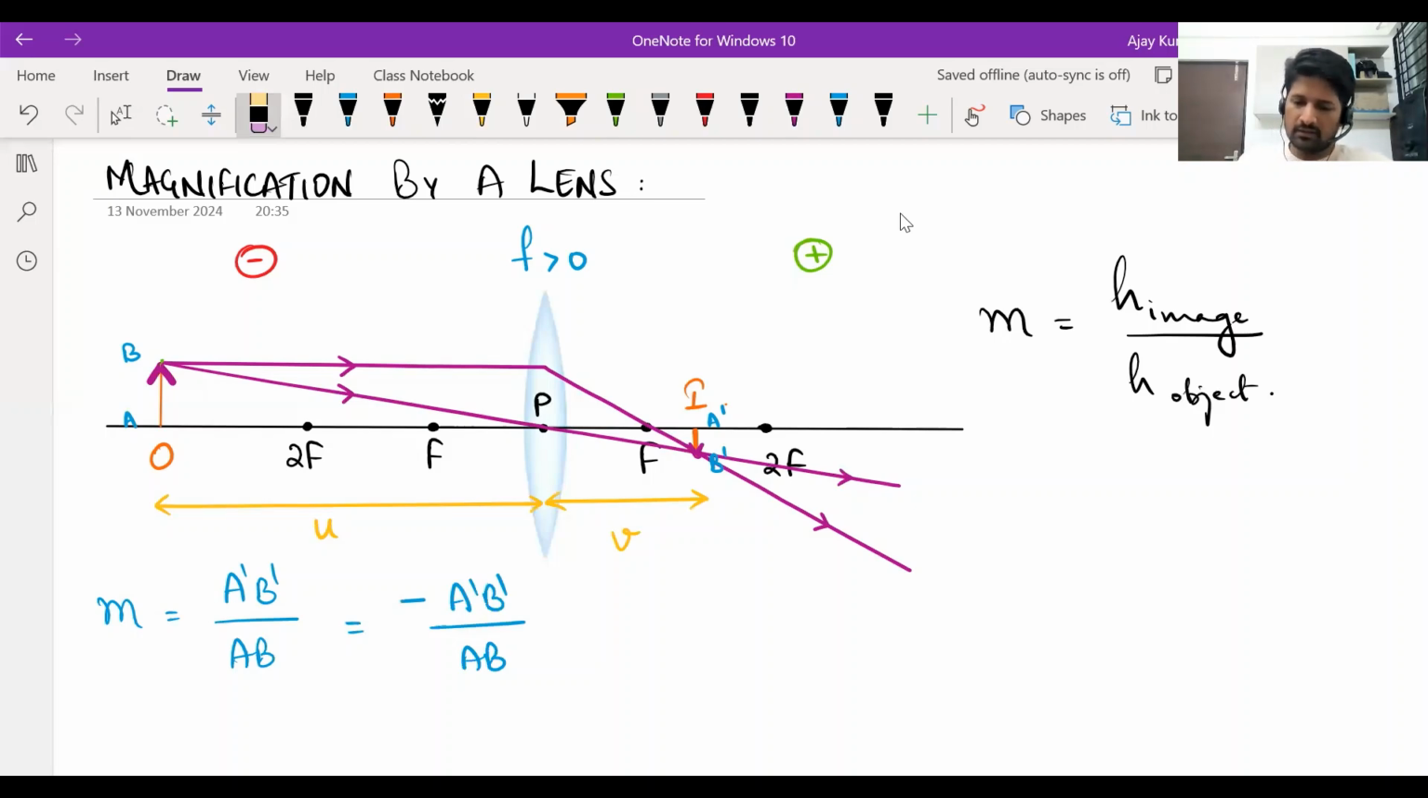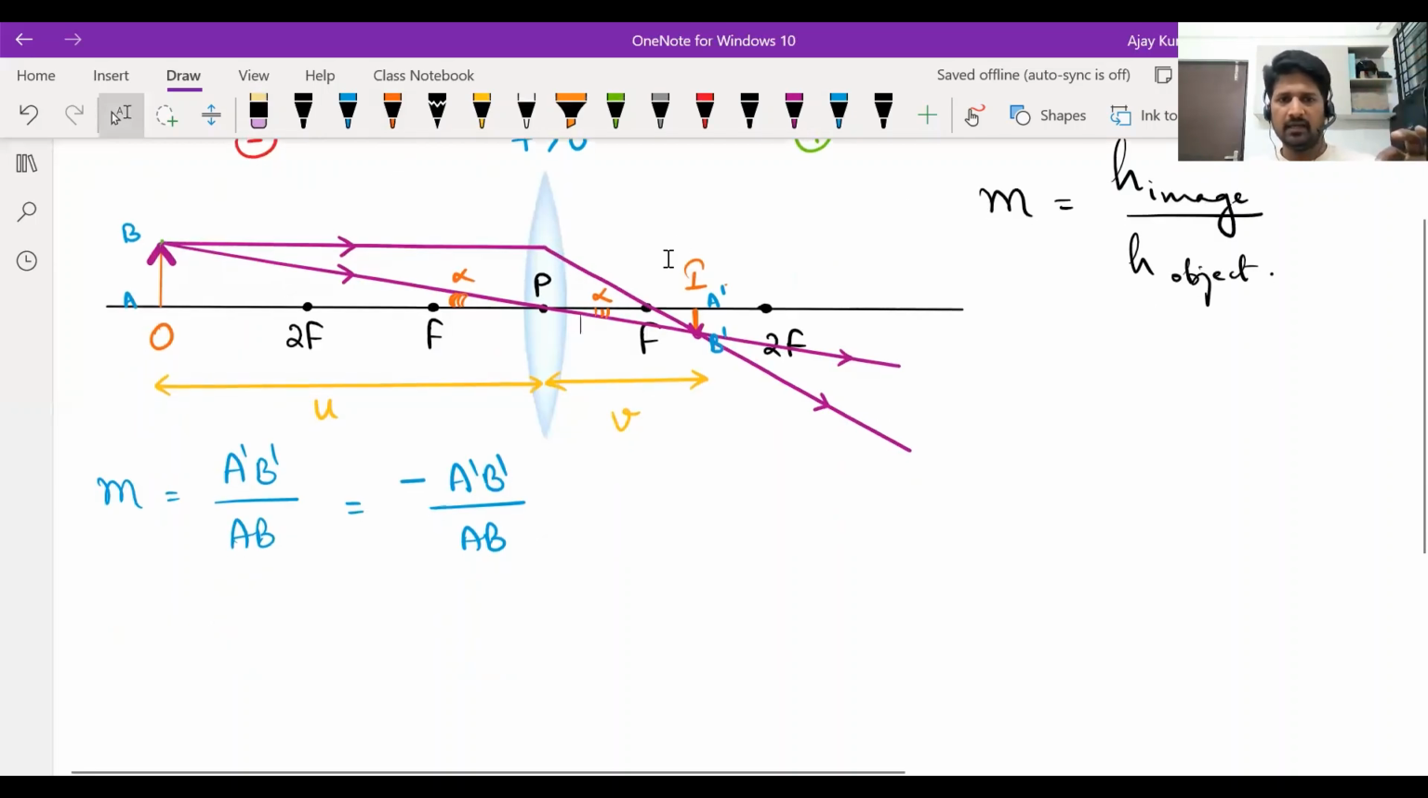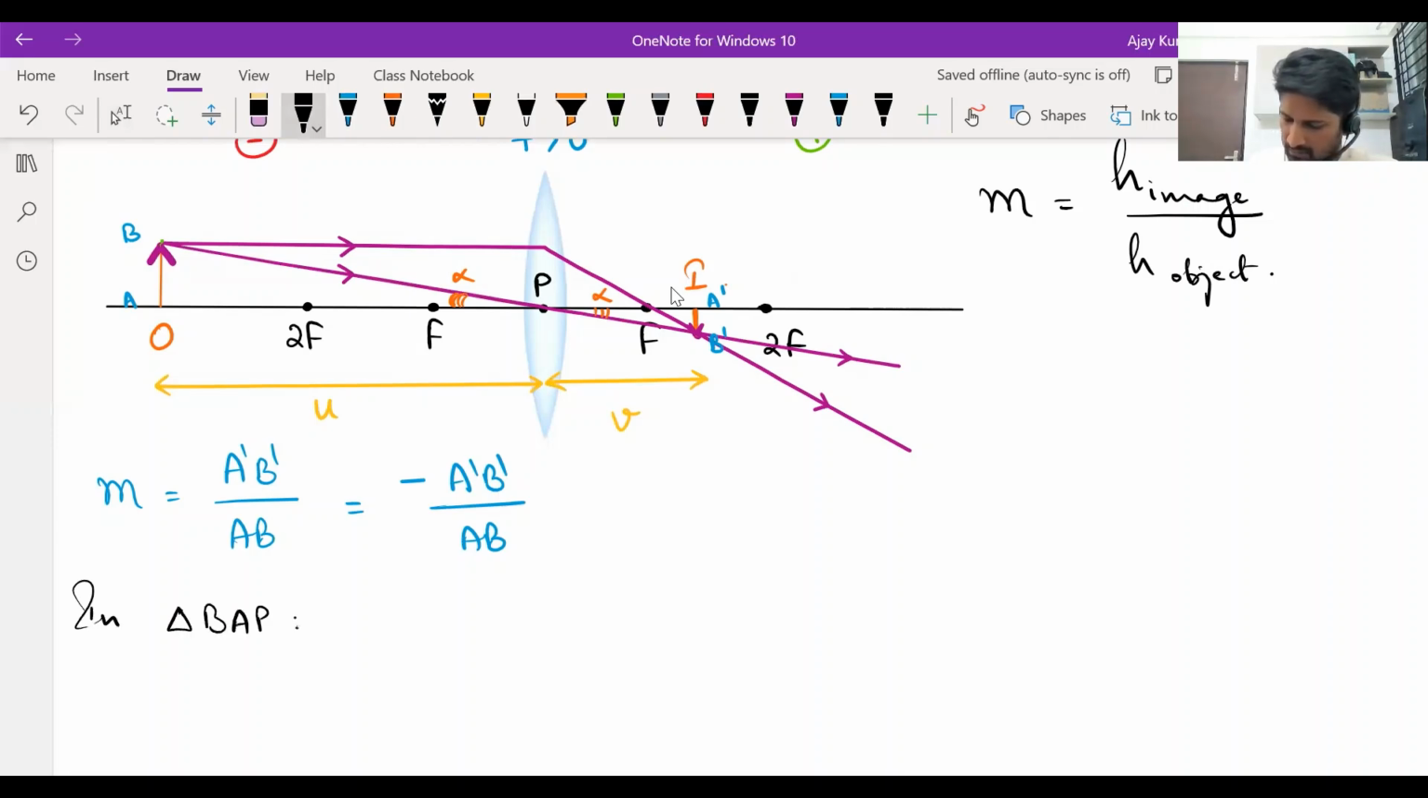Okay. So we are going to make use of similarity of triangles as usual, as we always do. Call this angle alpha. Then this angle on the opposite side of the lens will also be alpha. In the left side triangle BAP, you get tan alpha is equal to opposite, which is AB, divided by adjacent, which is OP.